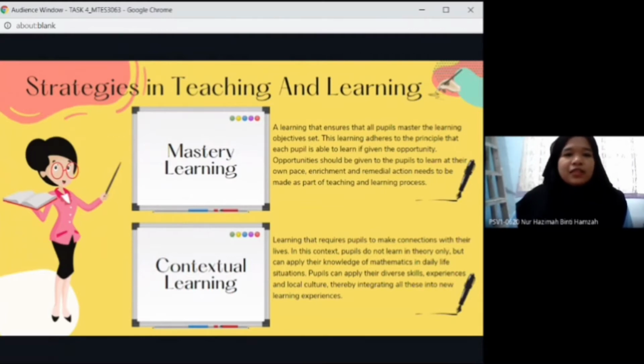Mastery learning is learning that ensures that all pupils master the learning objectives set. This learning adheres to the principle that each pupil is able to learn if given the opportunity. Opportunities should be given to the pupils to learn at their own pace. Enrichment and remedial action need to be made as part of the teaching and learning process.